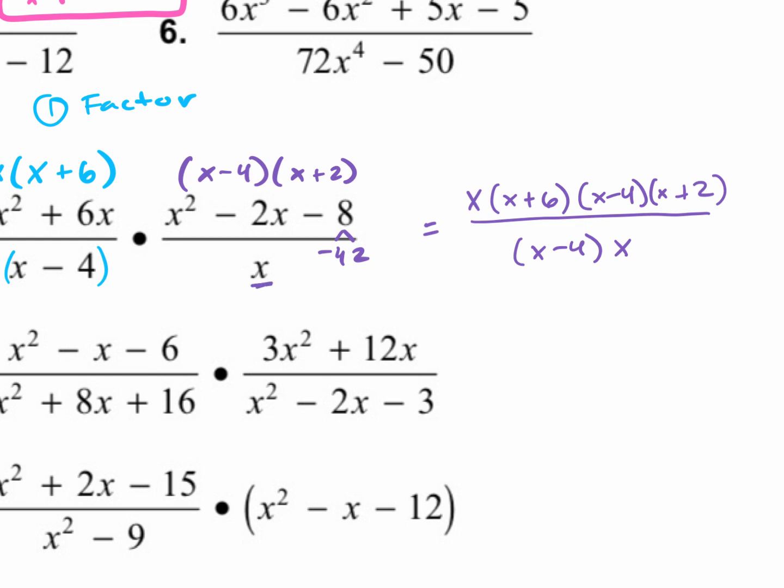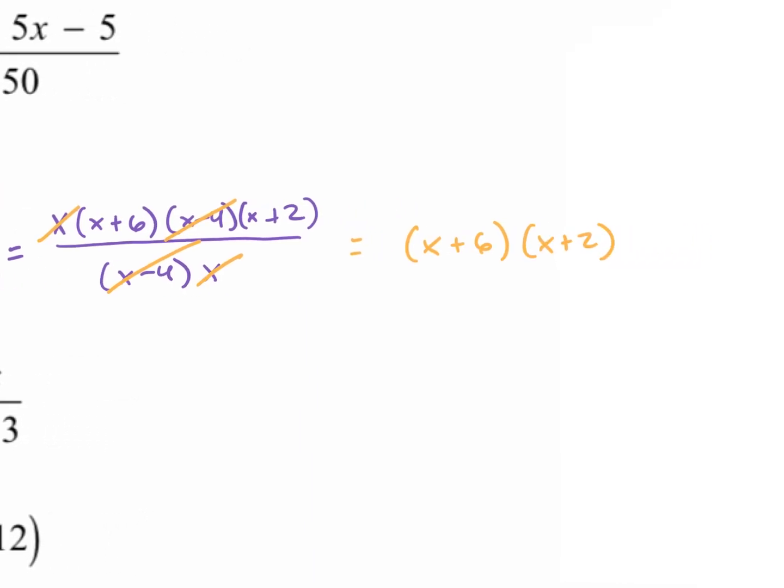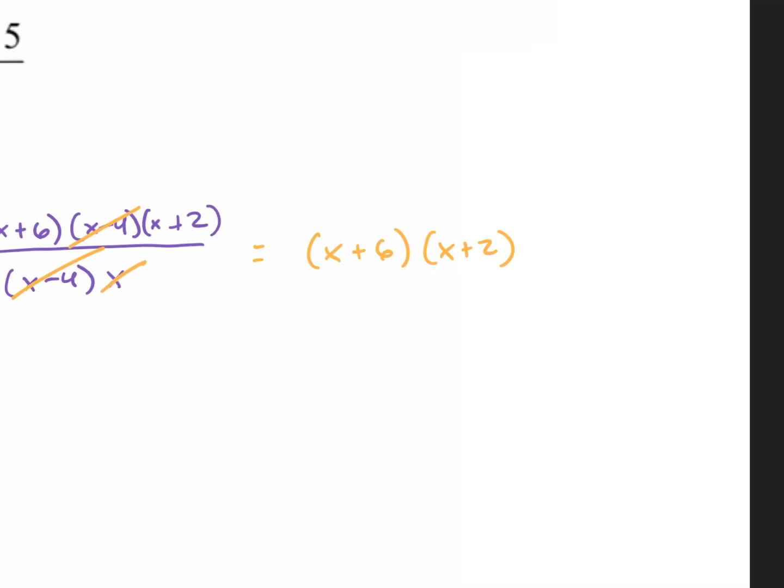The x minus 4's cancel. Perfect. Anything else cancel? The x. So the x and the x. Yeah, you just put them all together and cross out whatever's in common. So then we are left with x plus 6 times x plus 2. Do I have anything left on the bottom? No. You don't have to FOIL, you just leave it like this. Don't FOIL it back out.